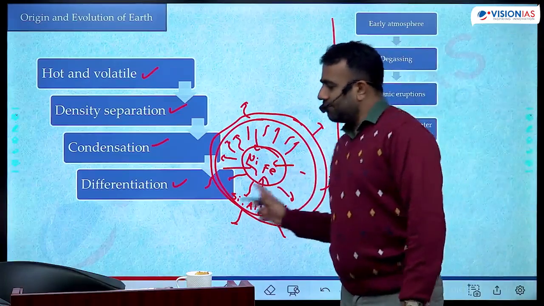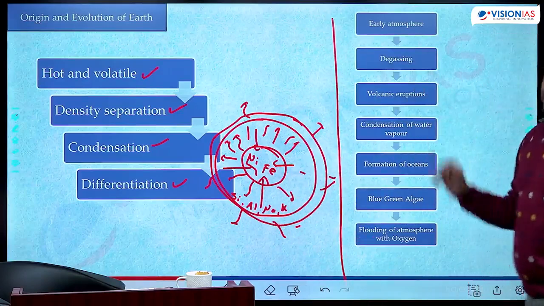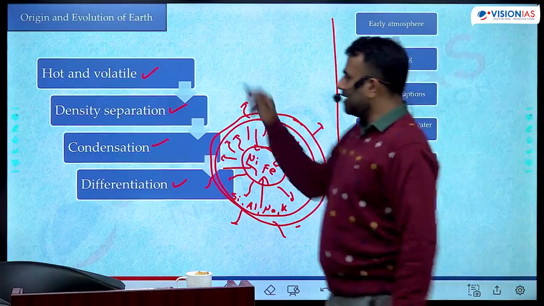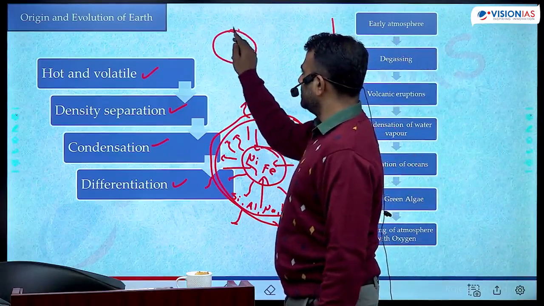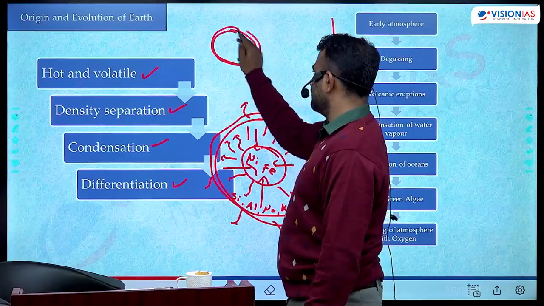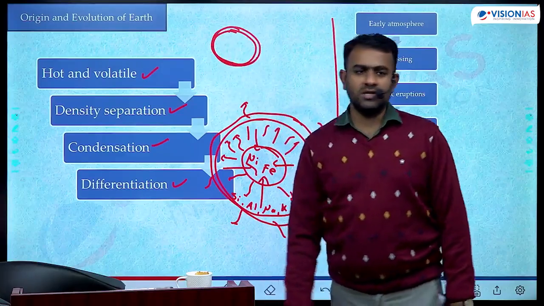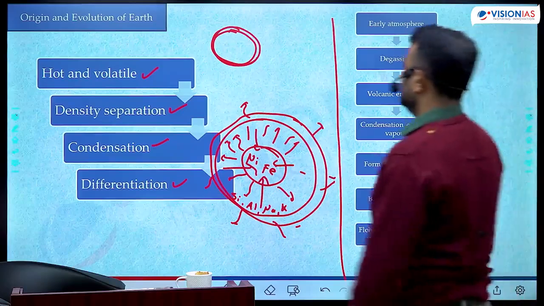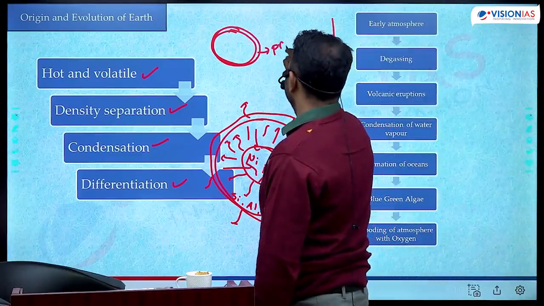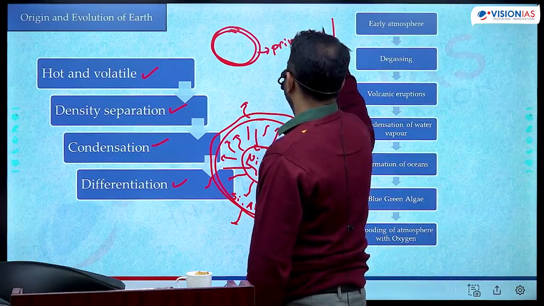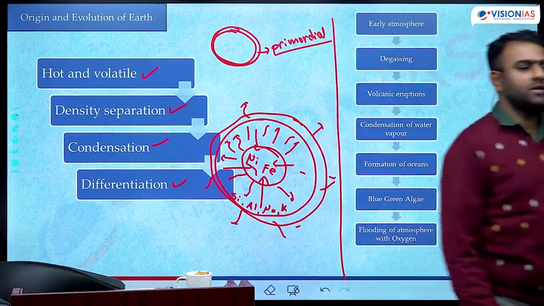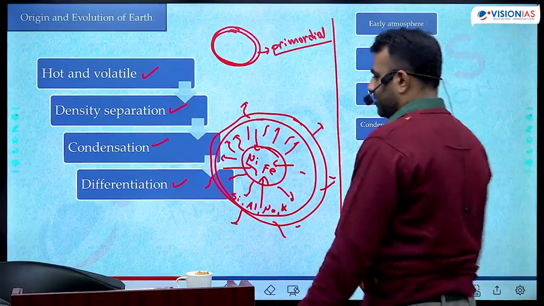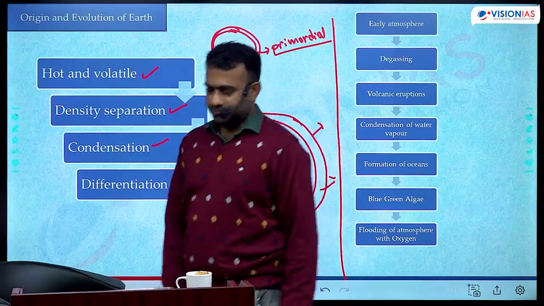When the earth had started to evolve in its interior, at the same time the earth's exterior conditions were also continuously changing. In the earlier hot and volatile earth, there was a very thin layer of atmosphere. That atmosphere was called the primordial atmosphere. This is the original atmosphere which evolved with the earth. अर्थ के साथ में originate होके आया था.